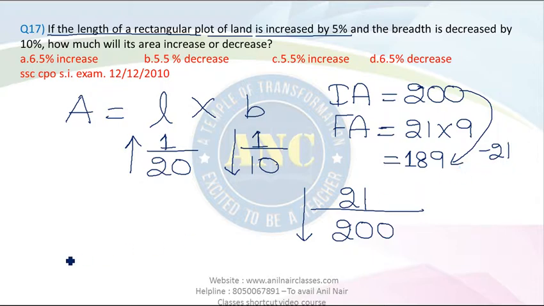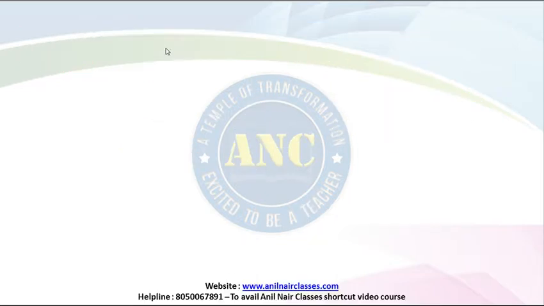Oh yes, I made a small mistake here. These small mistakes sometimes happen. 200 is becoming 189. That means there is a decrease of 11, not 21. 189 and 200, the difference is 11. So 11 by 2 is 5.5. 5.5 divided by 100 is 5.5 percentage decrease, which is option B.